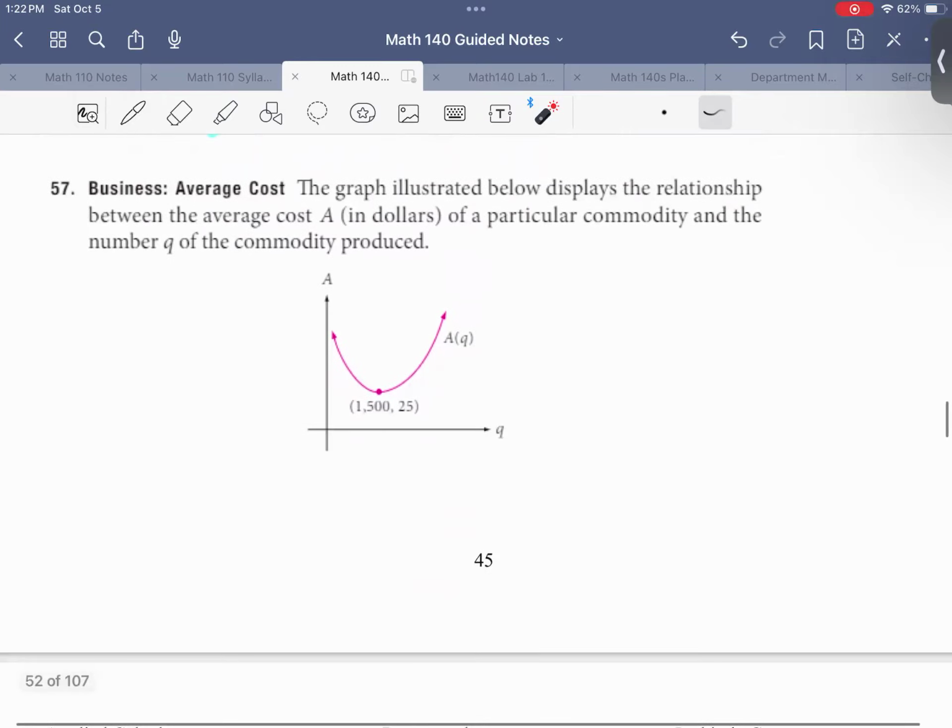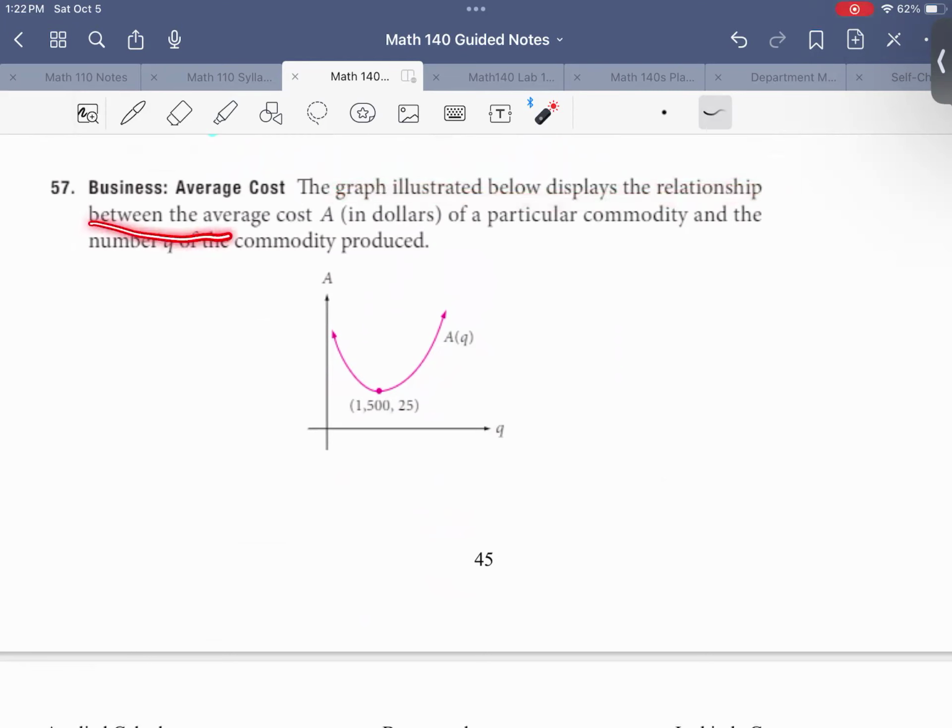So let's go ahead and look at 57. Okay, so the graph below illustrates the relationship between average cost A in dollars of a particular commodity and the number Q of the commodity produced. Okay, so here we have a graph. We have a couple points here like 1500 and 25. This just means what the graph is. So how do we interpret this, right? This is what we want to interpret.